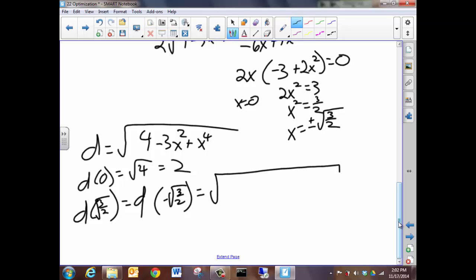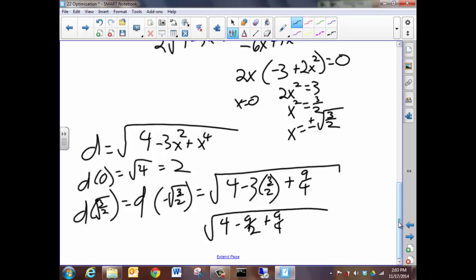All right, I'm just going to put 3 halves in here, okay? 4 minus 3 times 3 halves, plus 9/4. Would y'all agree with that? If I square this, I get 3 halves, right? If I square something that's being squared, it gets to the x to the 4th, right? So if I square 3 halves, I get 9/4. Squaring 3 gives me 9. Squaring 2 gives me 4. So I get the square root of 4 minus 9/2 plus 9/4.